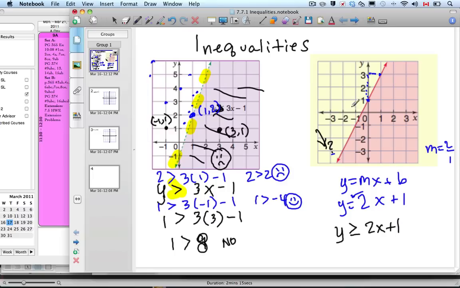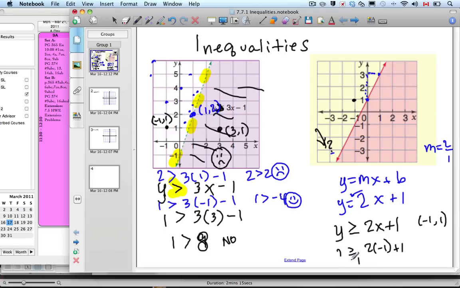Because I'll check this point, -1, 1. So if it works for this point, it'll work for everything in the region? I think so. Okay, so this is 1 is greater than or equal to 2 times -1 plus 1. And that's all right. 1 is greater than or equal to?